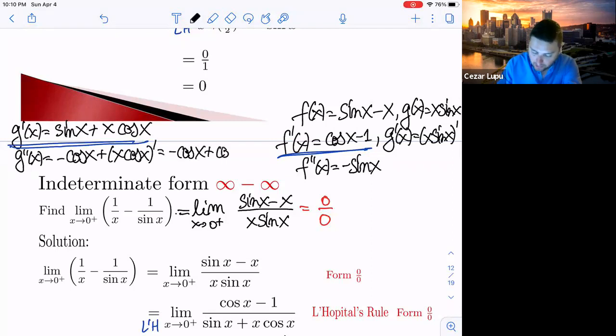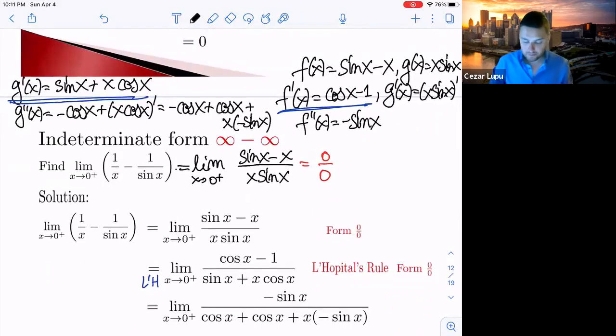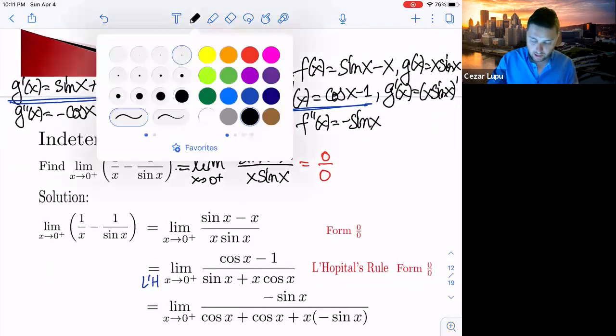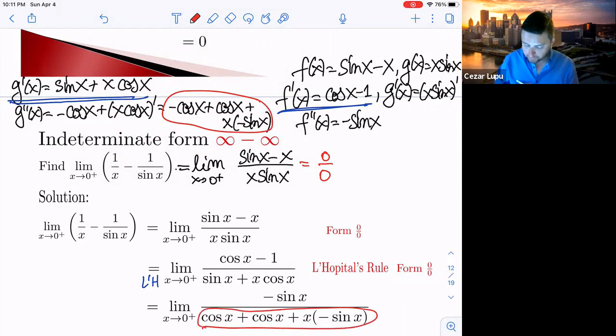Plus cosine of x plus x times negative sine of x, right? Anyway, and we'll have it here by another application of L'Hopital's rule, right? As you can see, the derivative is right here. So this guy here is right, this guy here. And negative sine of x is right here.